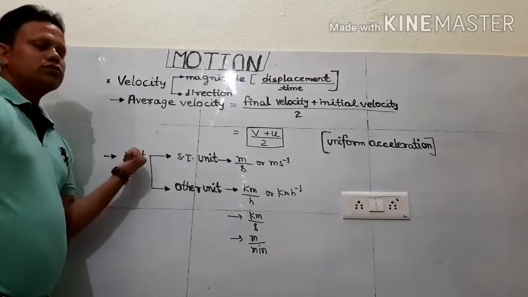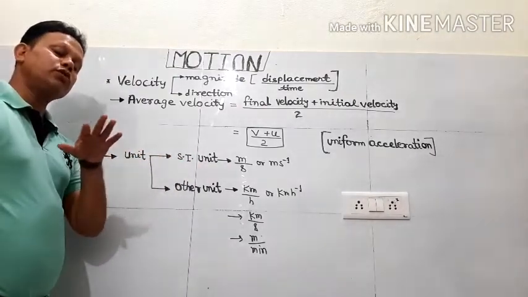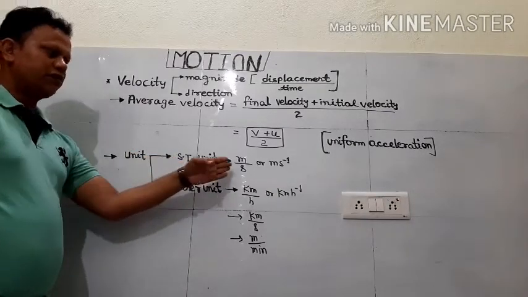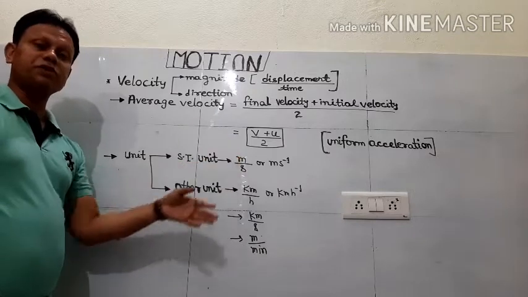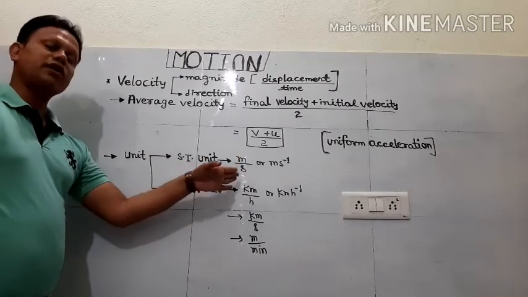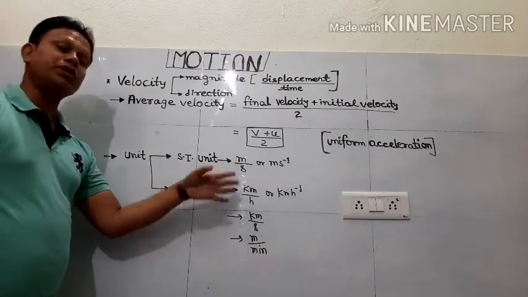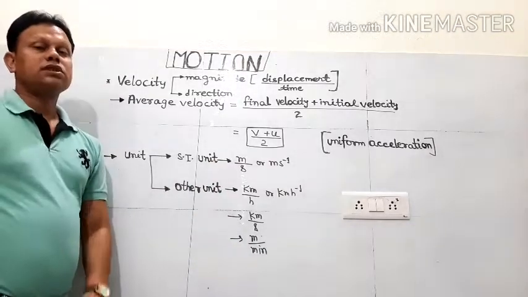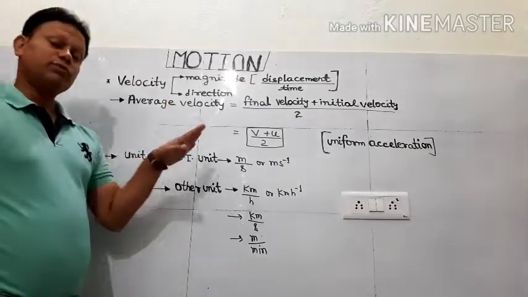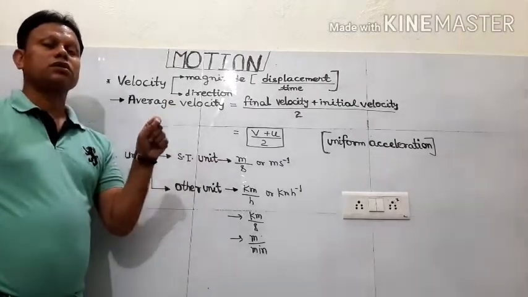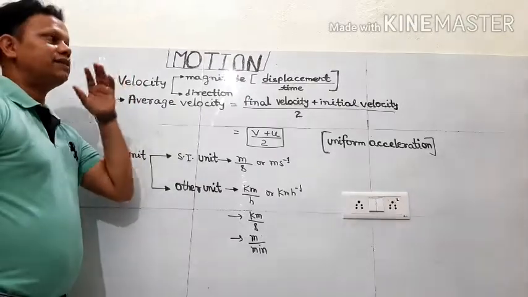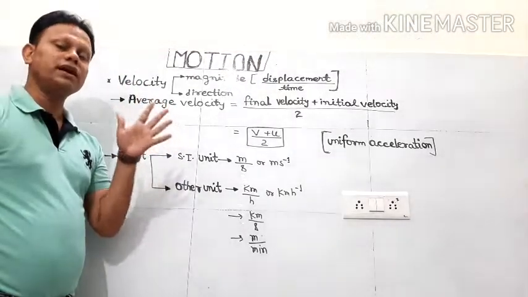Now for the unit, velocity follows the same unit as speed. So the SI unit is again meter per second, and for other units you can take kilometer per hour, kilometer per second, or meter per minute. I hope till now we have come to know about speed, velocity, the differences between speed and velocity, and the different aspects related to them.